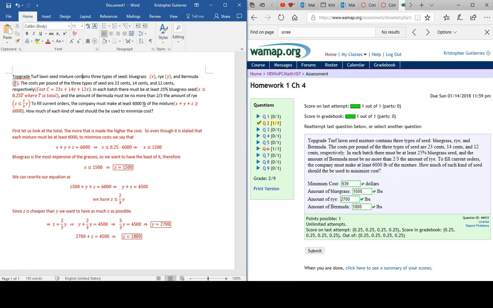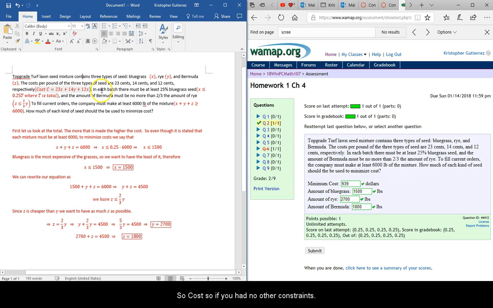The cost per pound for each of the 3 types of seeds is 23, 14, and 12. Now your numbers will be different, but more likely than not, you will still have the numbers in descending order. 23, then down to 14, then down to 12. And I've seen a few other people's problems. They are always descending. And that'll be important later. So we look at the cost. The total cost, since we have the money here, the cost is going to equal 23x plus 14y plus 12z.